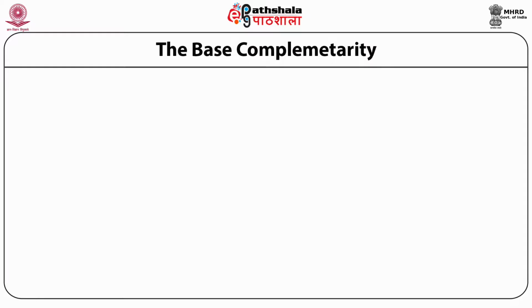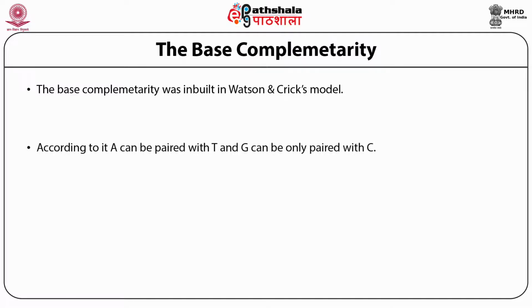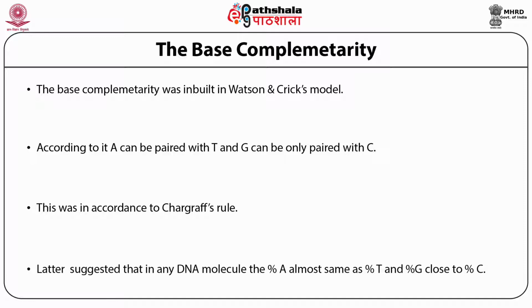Base complementarity. The base complementarity was inbuilt in Watson and Crick's model. According to it, A can be paired only with T and G can be paired only with C. This was in accordance with Chargaff's rule. The latter suggested that in any DNA model, the percentage of A is almost the same as percentage of T, and percentage of G is close to percentage of C.